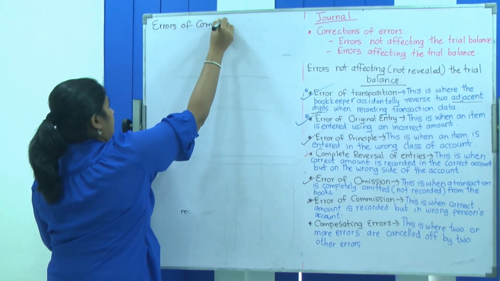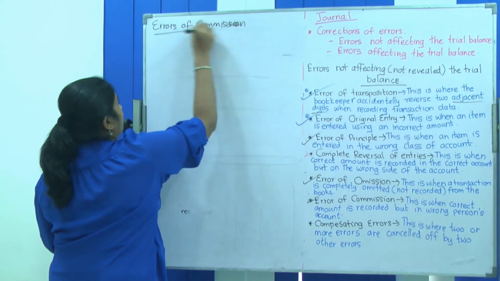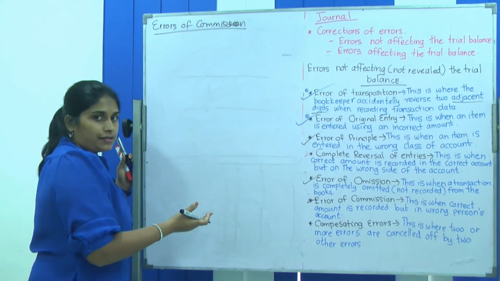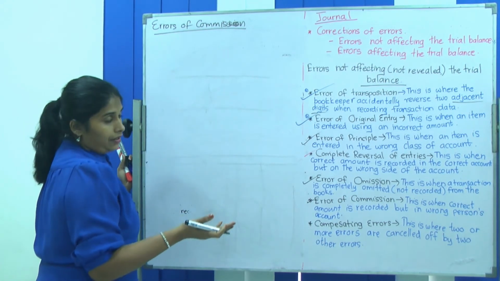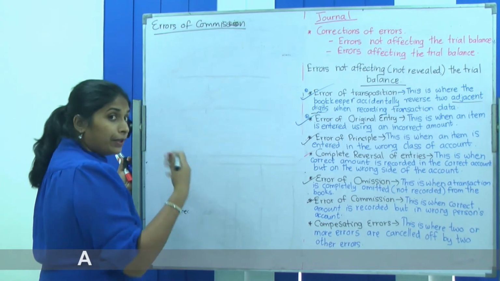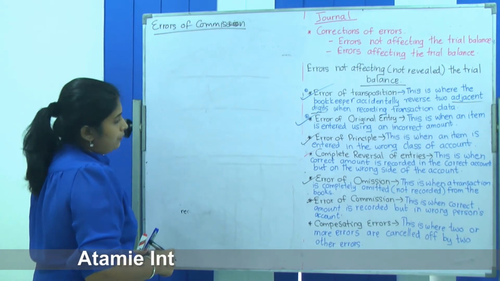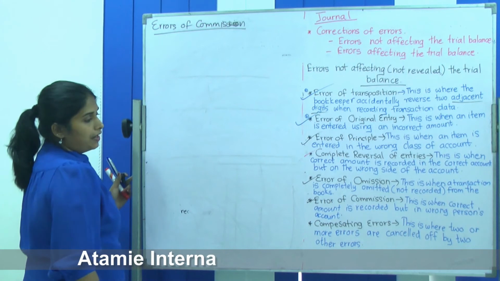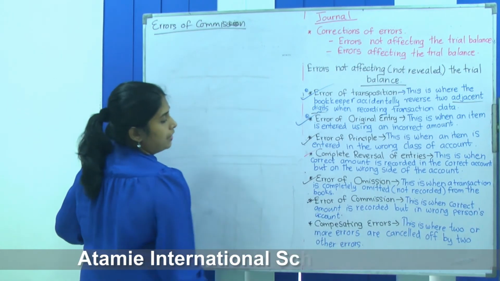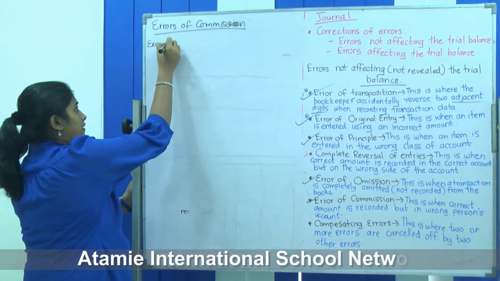Errors of commission means where you have recorded the correct amount but in the wrong person's account. For example, P. Pereira's amount you have recorded in D. Pereira's, or P. Piri's amount you have recorded in P. Piri's account. Like that, if you have mistakenly recorded in the wrong person's account, that error comes under errors of commission. This is where the correct amount is entered but in the wrong person's account. So I'll be doing one example.